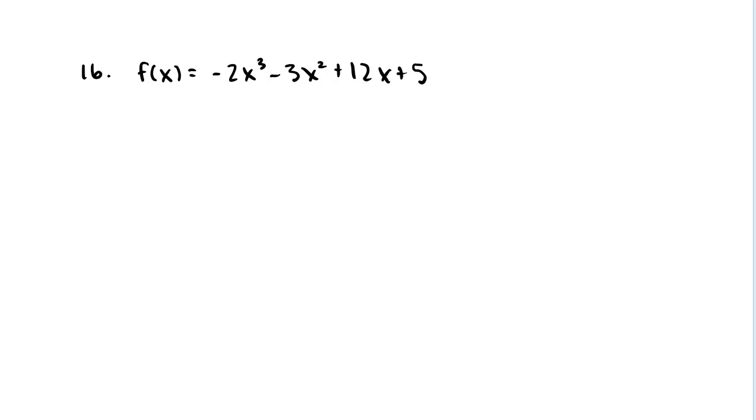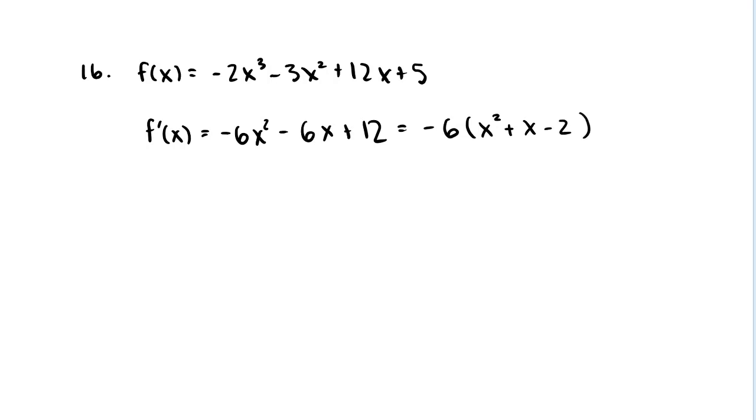And so let's start with intervals of increasing and decreasing and the local extrema. All this information can be found by taking the first derivative, examining the first derivative. So here let's find f prime of x. Well, here I could just use the power rule, right? We get negative 6x squared minus 6x plus 12. And this is really equivalent to, if I factor out the negative 6, we get x squared plus x minus 2. And this is the same as negative 6 times x plus 2 times x minus 1. So this is the derivative function.